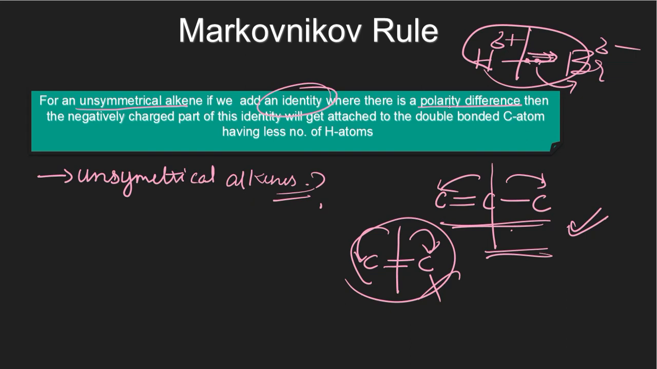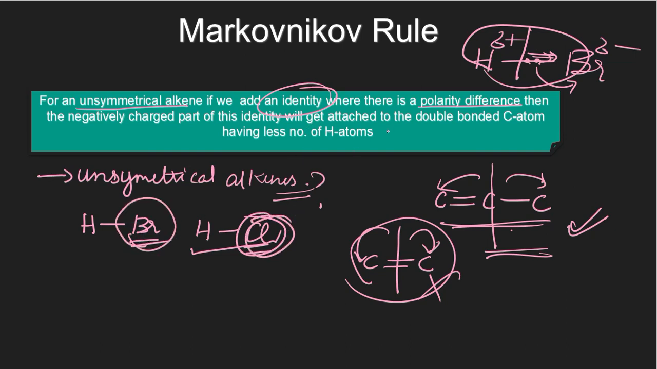There's a polarity difference here. Then the negatively charged part. Now obviously the negatively charged part in hydrogen bromide is your bromine. Similarly, if you consider hydrogen chloride, so chlorine is your negatively charged part because it is more electronegative. Okay, so you got an unsymmetrical alkene, and you got an identity with a polarity difference. Then the negatively charged part of this identity will get attached to the double bonded carbon atom having less number of hydrogen atoms.